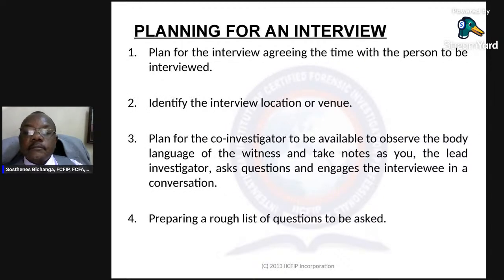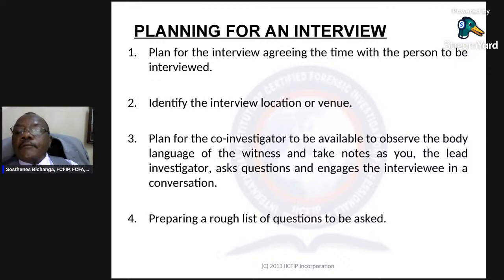Planning the interview. When we were doing the introduction to forensic investigation, we first defined what is forensic investigation. And we defined forensic investigation as a systematic inquiry into what might have gone wrong or what is currently going on. If the investigation has to be systematic, then everything must be done according to plan. If we are going to interview, there must be a plan. We must plan the interview. We cannot just get into an interview and start asking questions anyhow. There must be a plan.